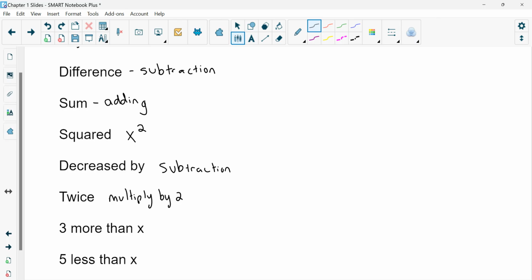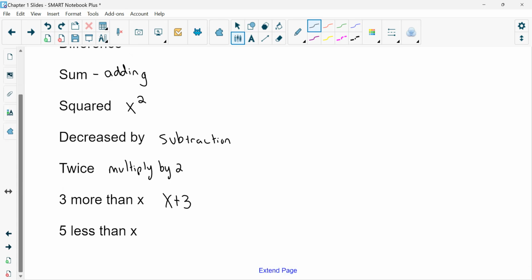How would we write 3 more than x? No, that'd be 3 times x. If I have a number and I have 3 more than it, it would be x plus 3. If I'm saying 5 less than x, then it would be starting with our x, and what operation would we be doing? Minus 5, so x minus 5.